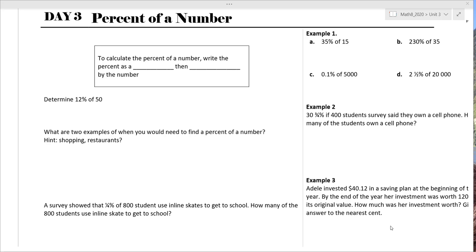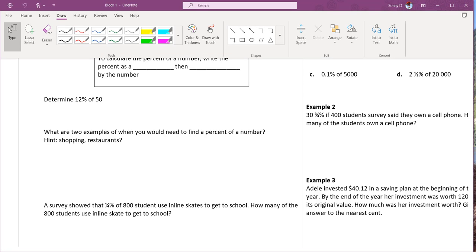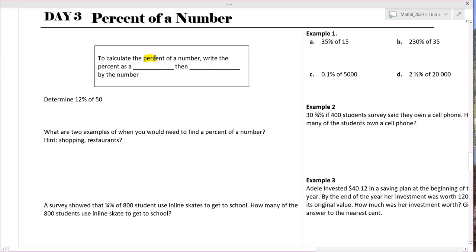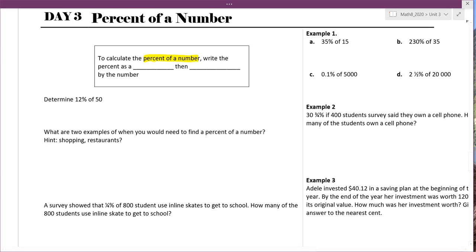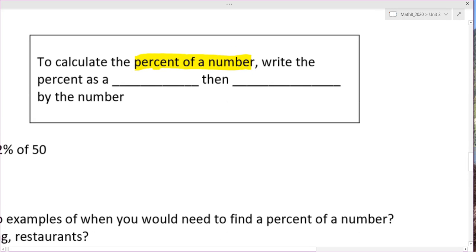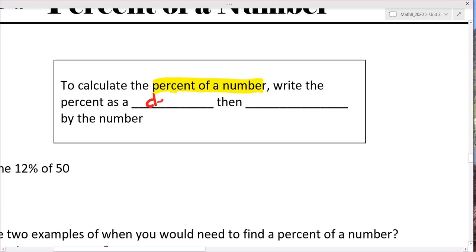So to calculate the percent of a number, we convert the percent to a decimal. Then you multiply by the number given, or whatever the test is out of.